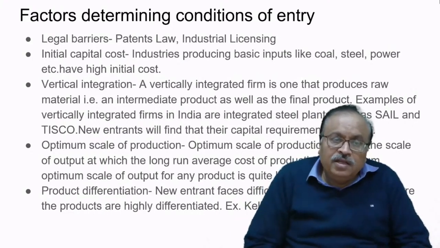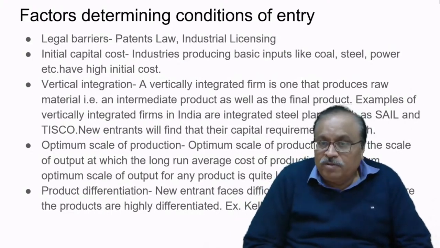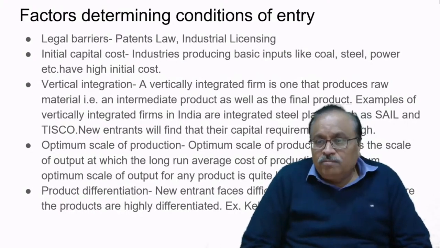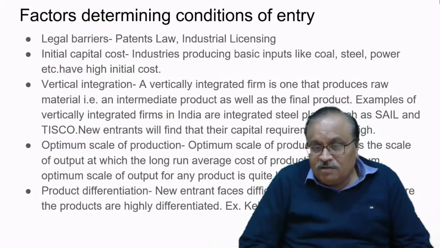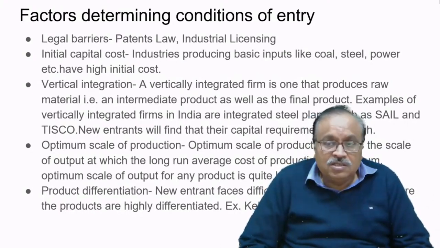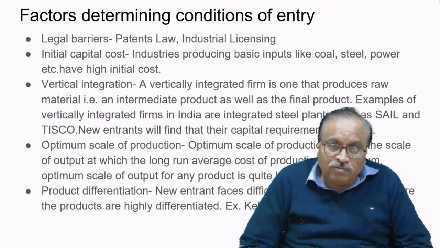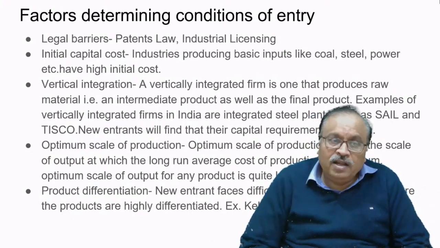Then there is an optimal scale of production. Optimum scale of production means the scale of output at which the long run average cost of production is minimum. So the optimum scale of output for any product is quite large.